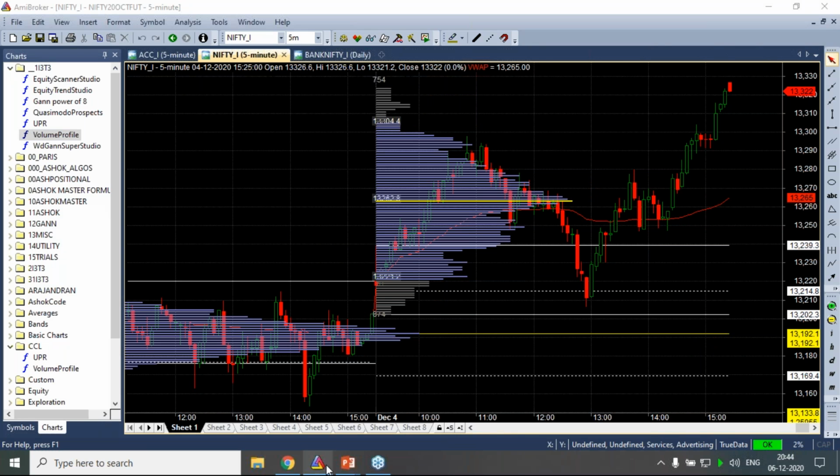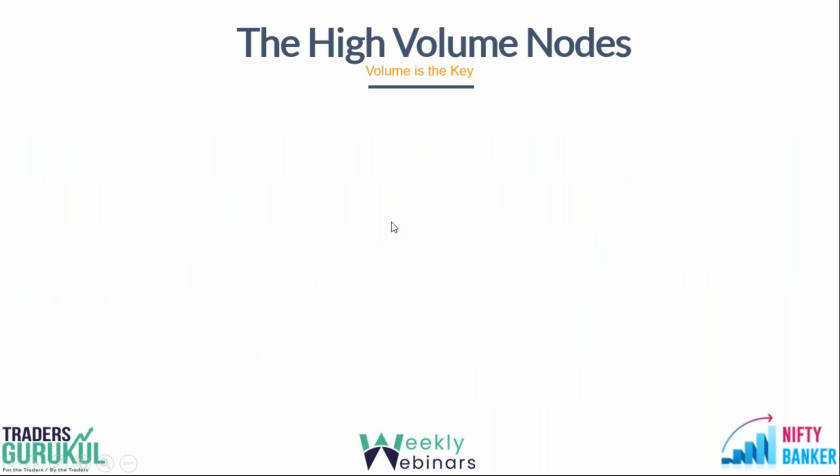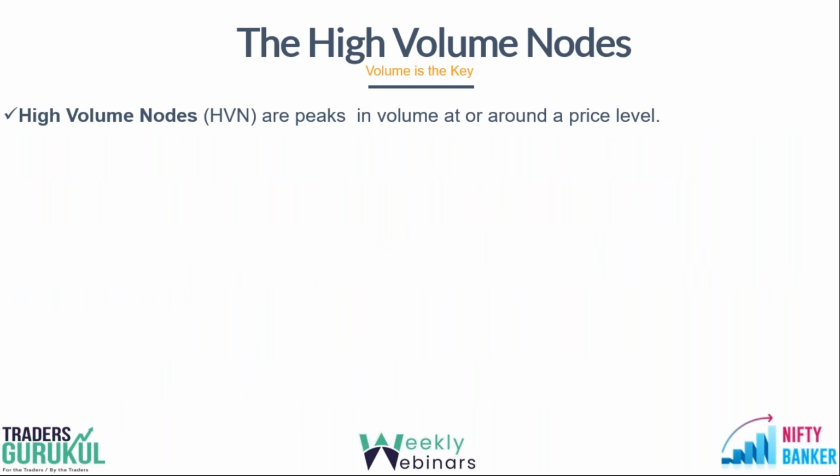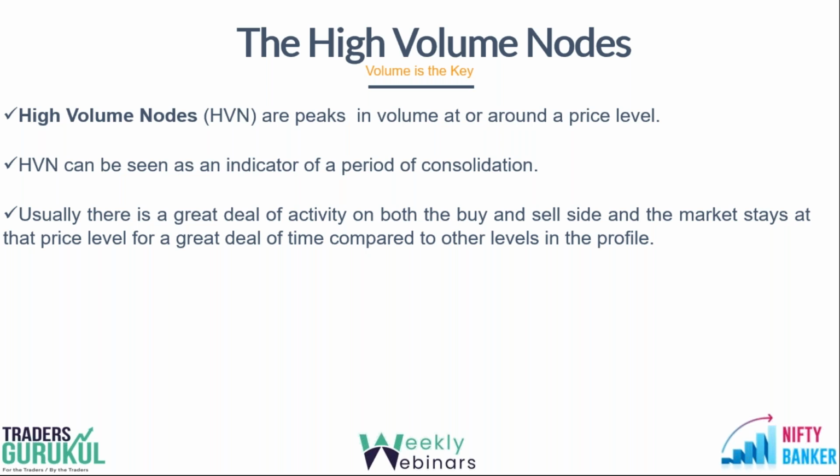Anyway, let's move further. So what does this high volume node tell you? These are peaks in volume. It can be seen as an indicator for a period of consolidation. What is the POC full form? POC is point of control. Usually there is a great deal of activity on both buy side and sell side. And the market always stays at that particular price level where the price is mutually accepted. Wherever a price is mutually accepted, that's where the price spends most of the time. In the price action world, the base is one region where price most of the time gets traded.